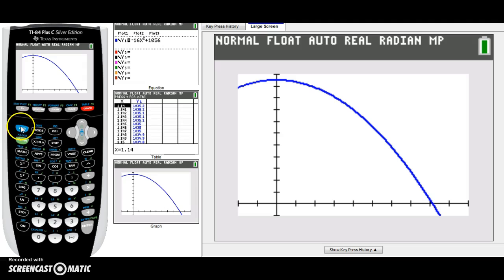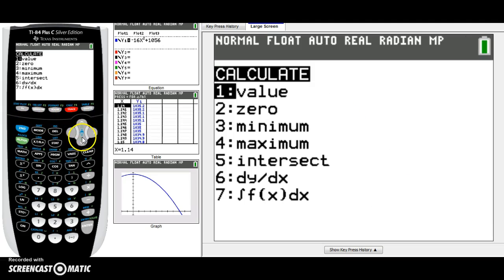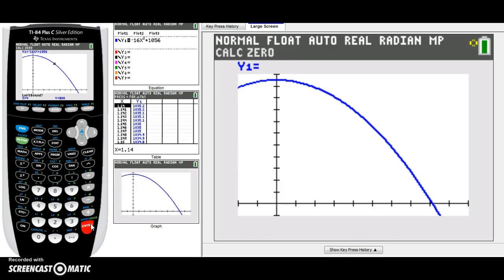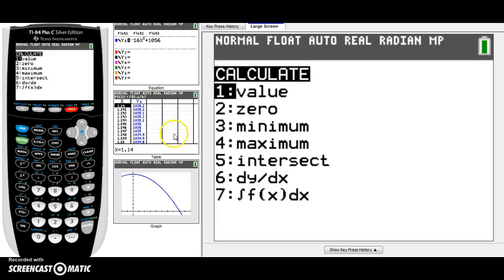So to estimate this, we're going to go to second, trace or calc. This is like I did in the second part of the last example. Oh, just kidding. This is the first time you'll see this because I did the other example first. But we're going to go back to that. Second, calc, and we're going to choose the 0 function because we're trying to figure out when the output is 0.